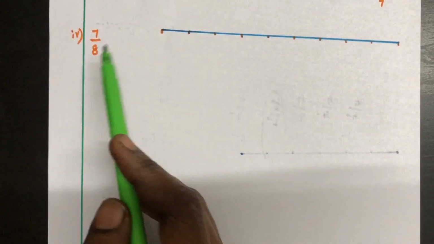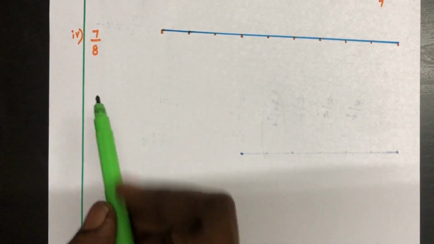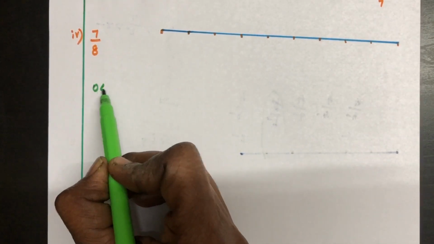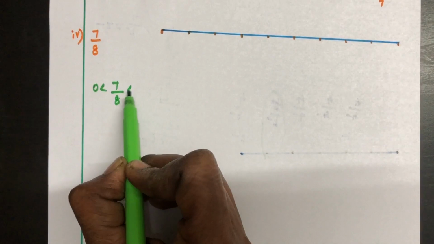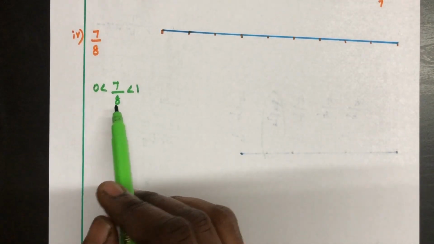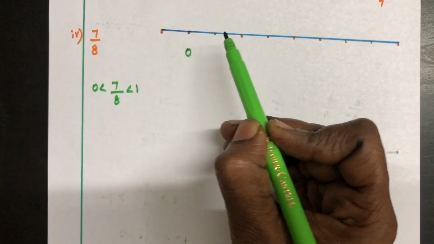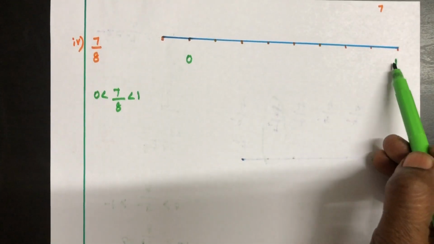7 by 8. This is also a proper fraction. Small numerator, big denominator. So obviously, it lies between 0 and 1. No doubt about this. If it is a proper fraction, this is the way. Now, see here. Let us have our 0 here, so 0 and 1. We can have our 1 here.